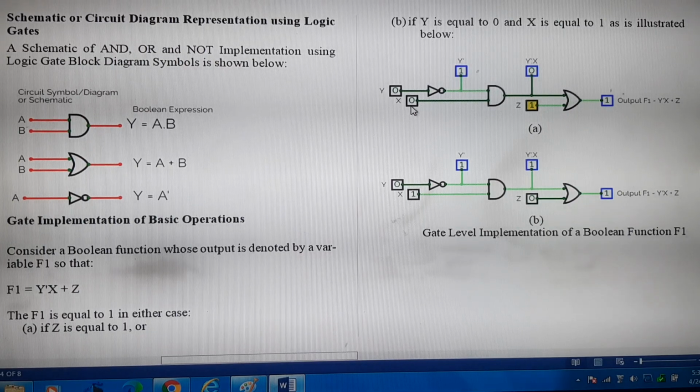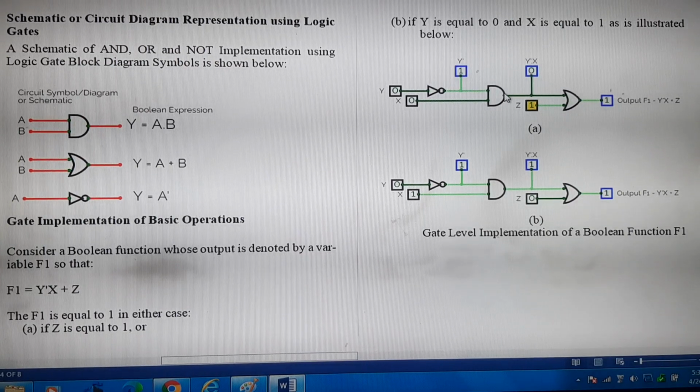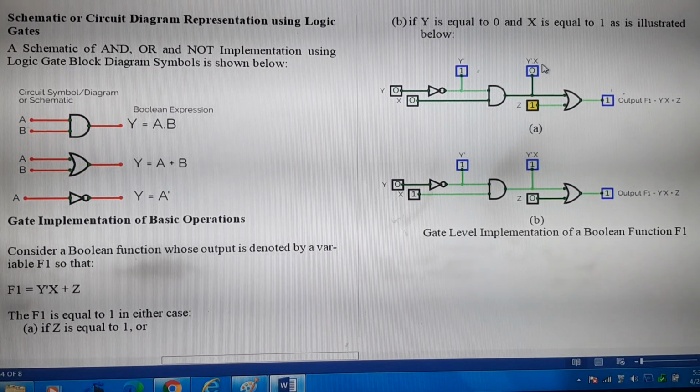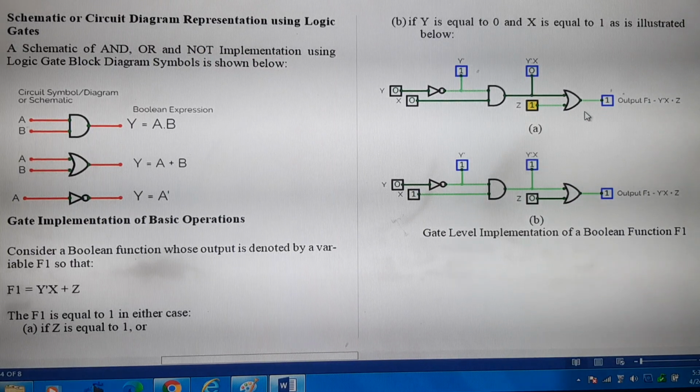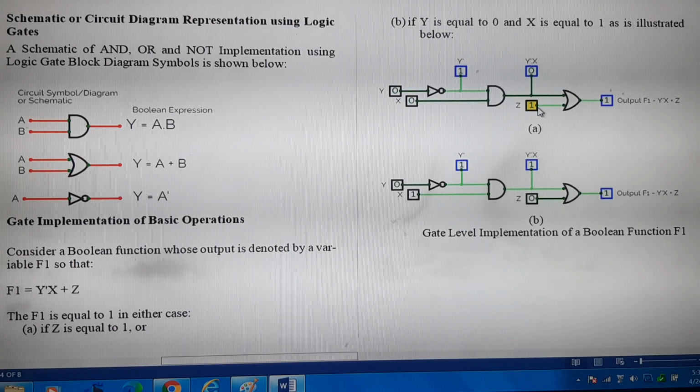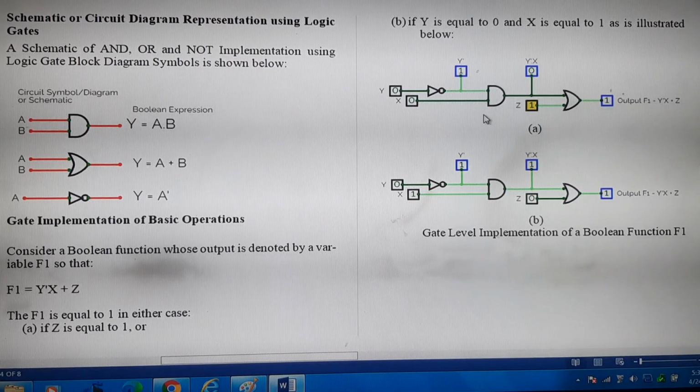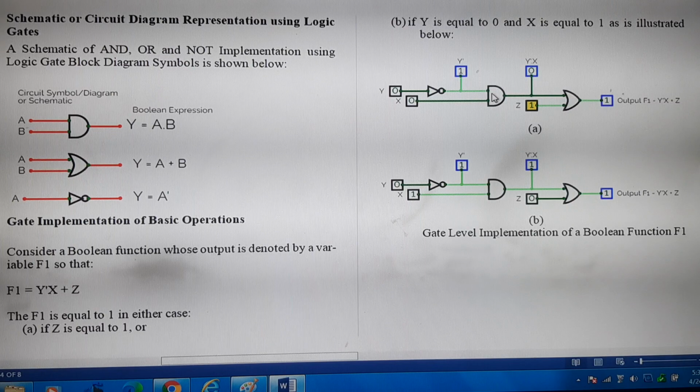If x is 0, the output of this AND gate is 1.0 or 0.1, which is 0. So y prime x will be equal to 0. And if z is 1, then the output of this OR gate will be equal to 1 plus 0 or 0 plus 1, which is equal to 1. So in case A, when z is equal to 1, the output level of this function is 1.